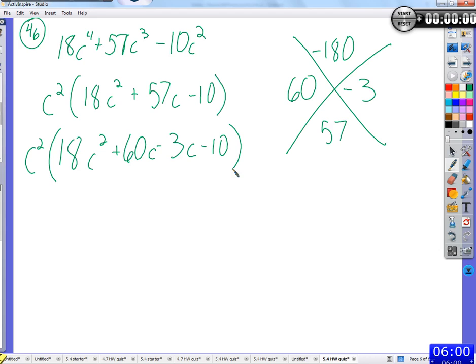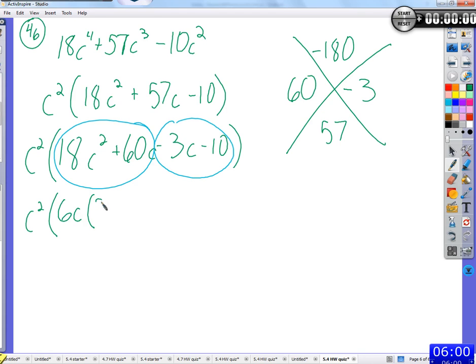Factoring strategy, we actually have a name for. Factor by grouping, we got four terms. We're going to group them. This first group, second group, including that negative. Don't forget about that. In this first group, c squared, what do these two have in common? 6c, giving us 3c plus 10.